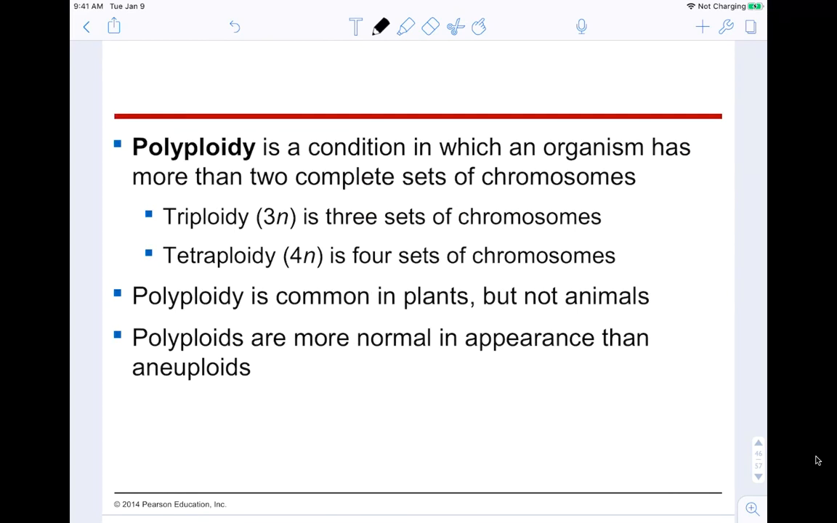Polyploidy is a condition in which an organism has more than 2 complete sets of chromosomes, like a triploidy, which means it has 3 sets of chromosomes, and a tetraploidy, which means it has 4 sets of chromosomes. Polyploidy is really common in plants, and plants handle it very well, but animals don't so much. Polyploids are more normal in appearance than aneuploidies. Polyploids typically have a more normal appearance, though there's still some sort of disorder happening within their bodies, whereas an aneuploid will typically look as if there is some sort of genetic disorder occurring.